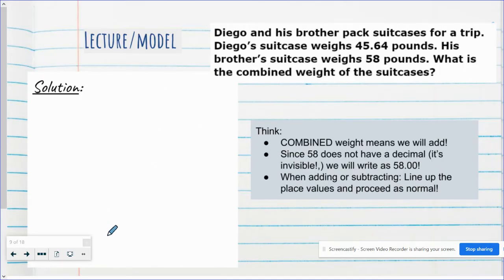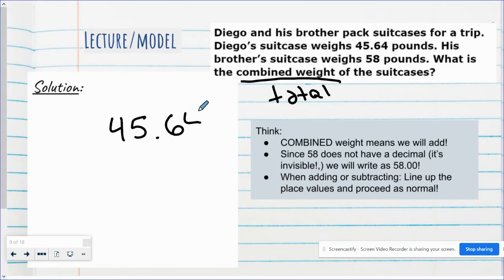All right, now let's look at another problem. Diego and his brother packed suitcases for a trip. Diego's suitcase weighs 45.64 pounds. His brother's weighs 58 pounds. What is the combined weight of the suitcases? So since we are combining the weights, we're going to be adding them together. We want to know the total weight. So the combined weight is the total. So we're going to be adding 45.64 and 58.